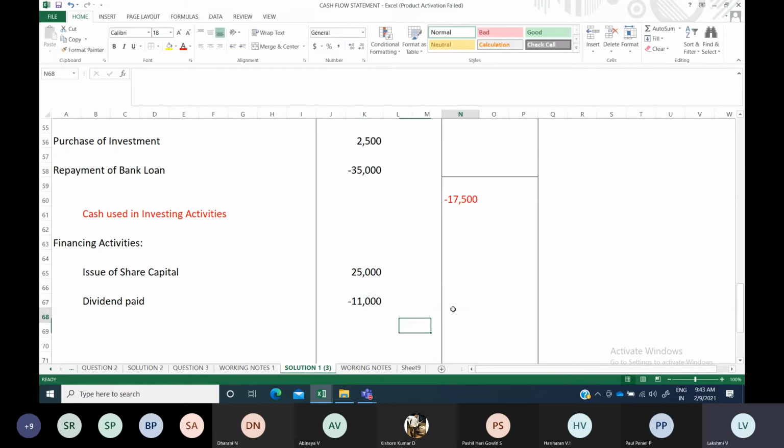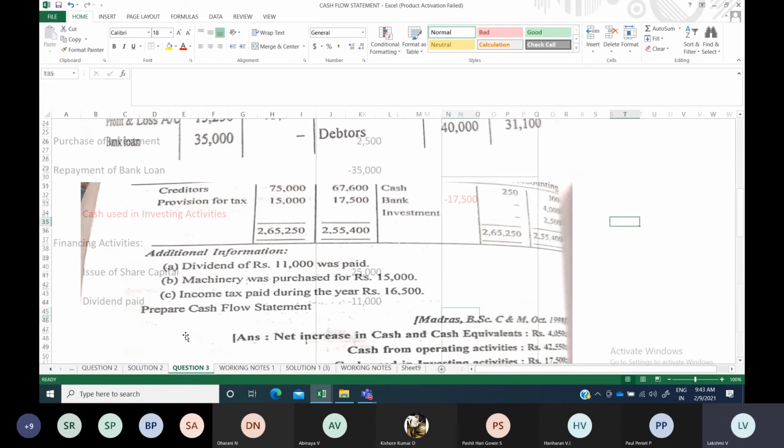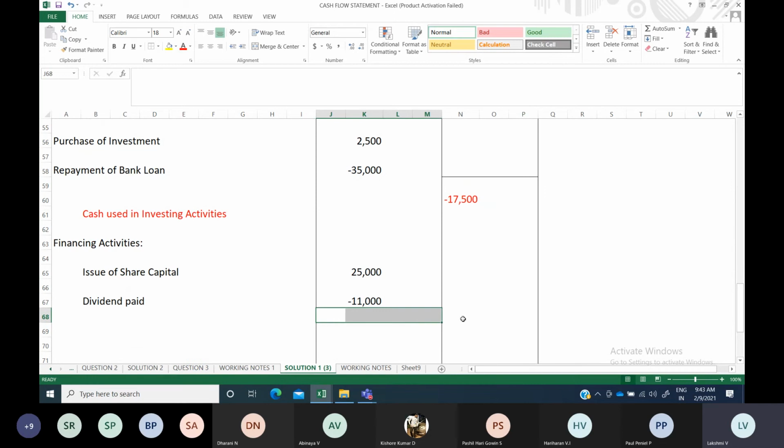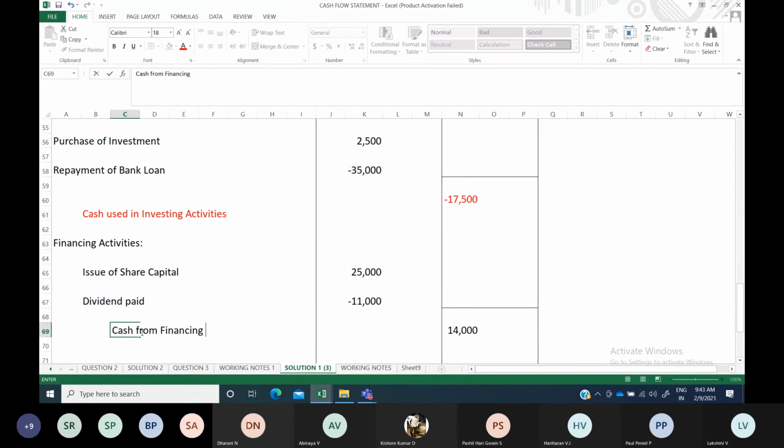Now you just total this, there is no other item. Go through the question, nothing else will come. So enter this amount. You will get negative one, positive here, 25,000 minus 11,000. So you will be getting 14,000, I think. That is a positive amount. So that is known as cash from financing activities.